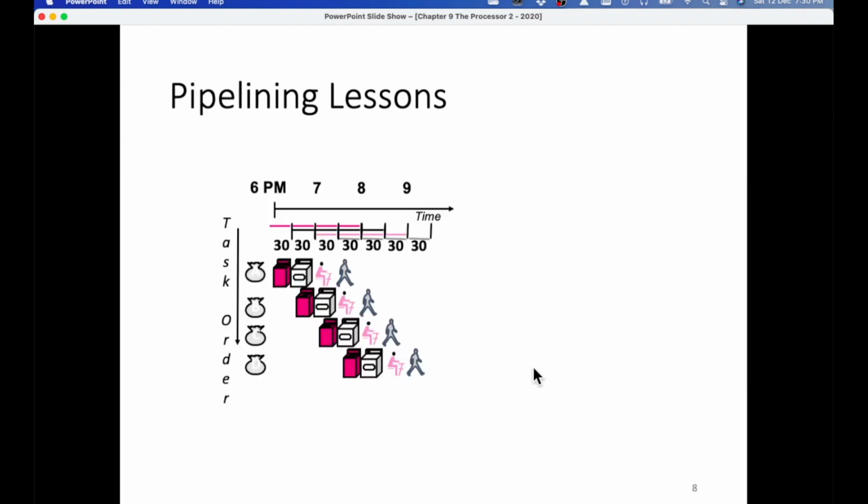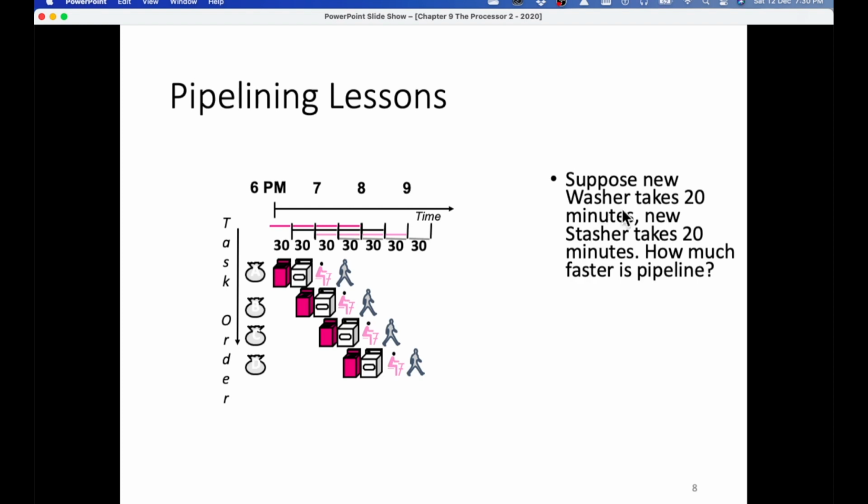Okay, the lesson from pipelining. Let's say we have a new washer, and this washer takes about 20 minutes, which is faster than the previous washer. We also have a new stasher, which takes about 20 minutes also. It's much faster than the previous one, 30 minutes. But the dryer and folder still take 30 minutes.